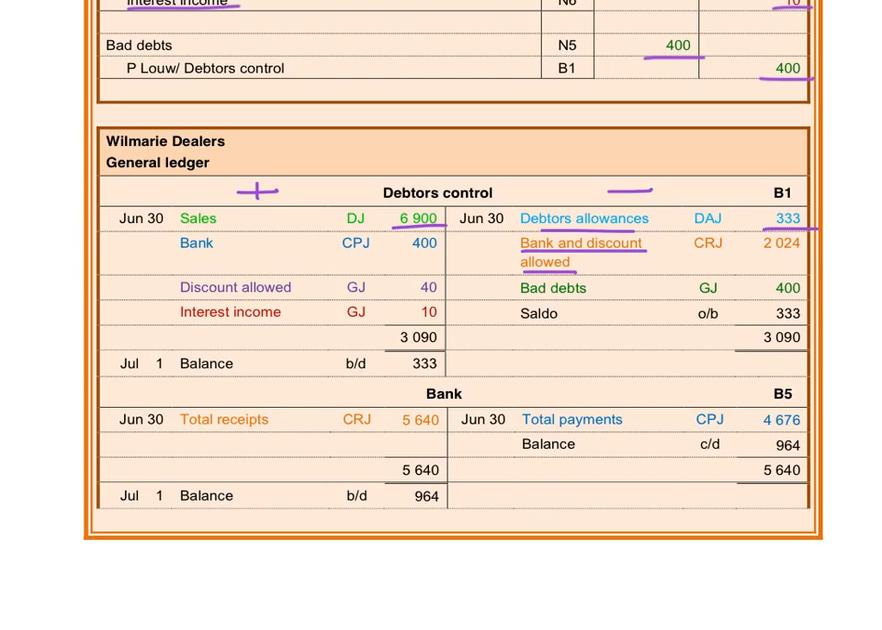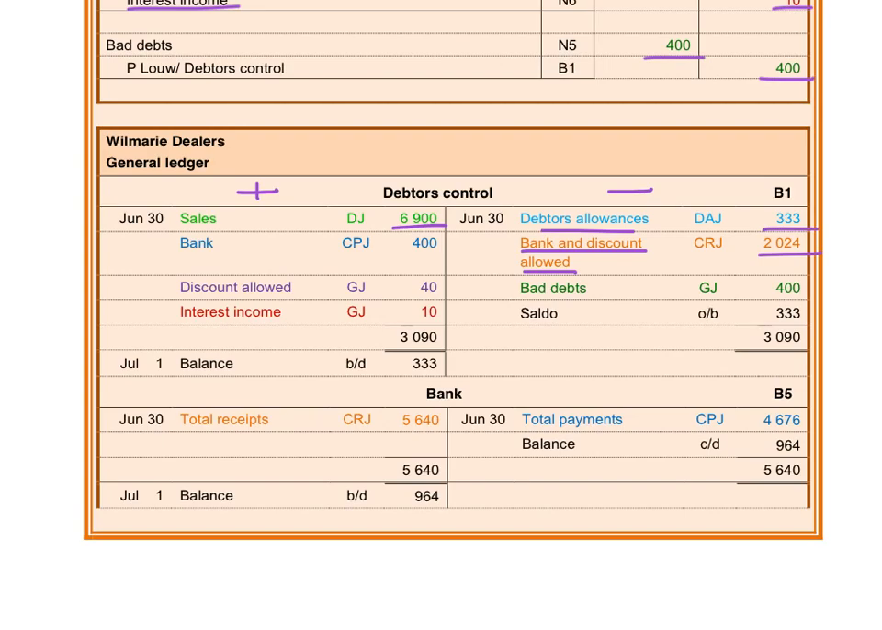This is very important to write bank and discount allowed, because this will not only be posted to one account on the debit side. Some of that money will go to the debit side of the bank account, and some of the money will go to the debit side of discount allowed.